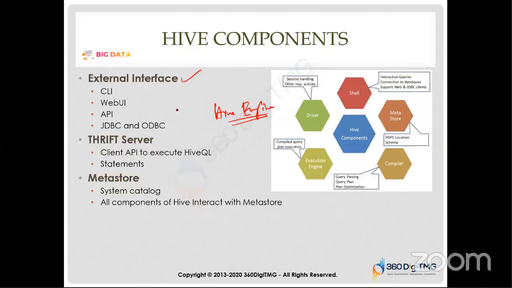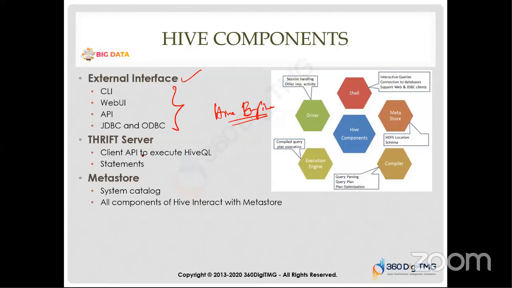To interact with this, we need some interface, right? You as a client, if you want to write something, there should be some medium, right? So it would be the command line interface, or there would be third-party web UIs. There could be application APIs created. JDBC, ODBC connections can be established to connect directly to the database, right? So there are different ways that we can connect to the Hive engine to write the code.